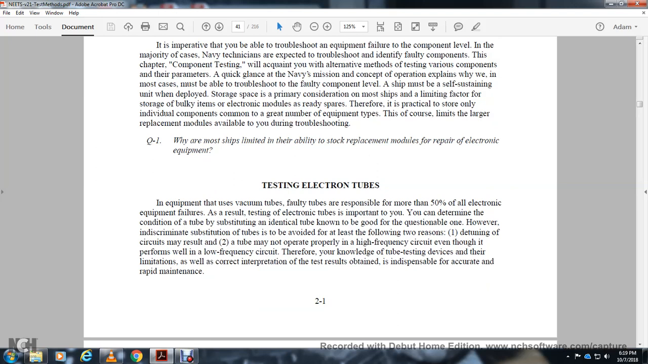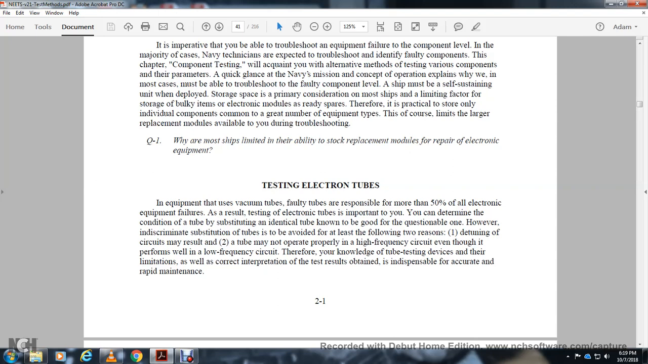In equipment with vacuum tubes, a faulty tube is responsible for more than 50% of electronic equipment failures. As a result, you test the electron tube. It is important that you determine the condition of the tube by substituting an identical tube known to be good for the questionable one. However, indiscriminate substitution of tubes is to be avoided for at least the following two reasons: the tuning of the circuit may be affected, and a tube may not operate properly in a high frequency circuit, even if it performs well in a low frequency circuit.